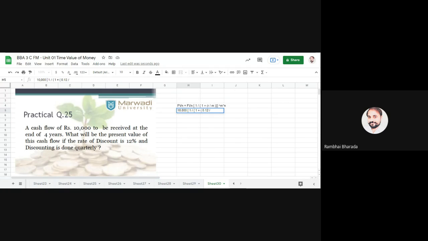Please remember this, very important for all of you. Students are generally confused here. There are 4 quarters in 1 year, and in 1 quarter there are 3 months. So here m means 3, raised to m again 3, and n, the number of years, 4.